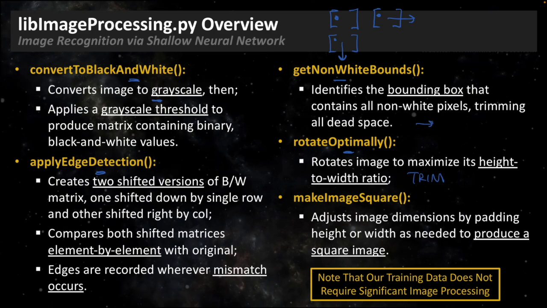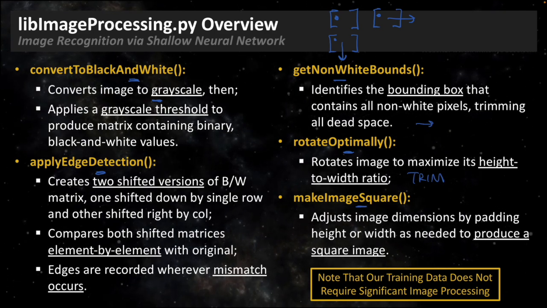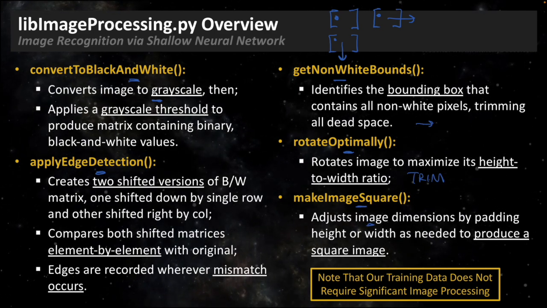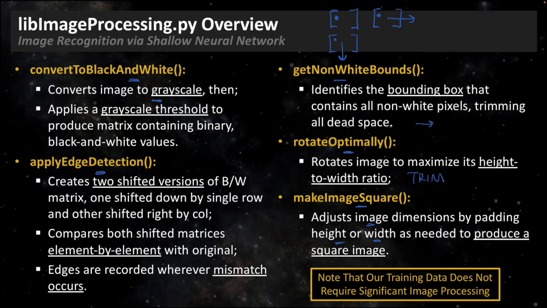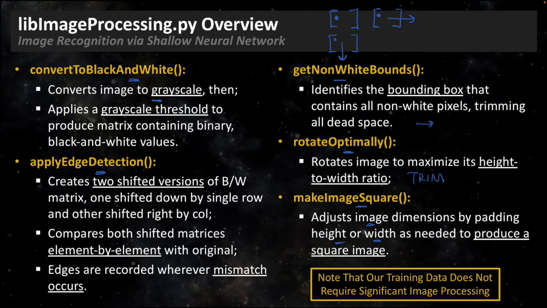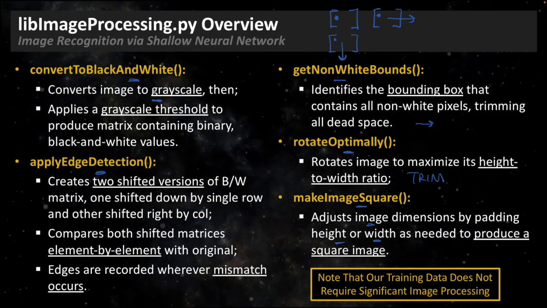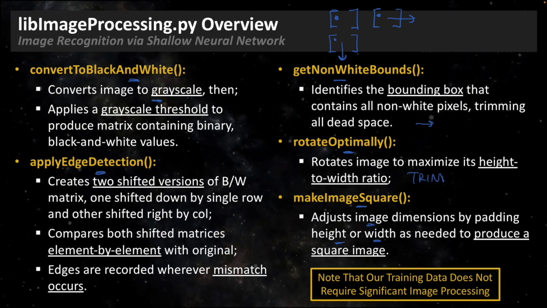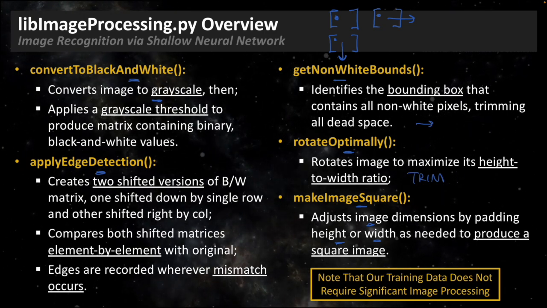And the last method is make image square, and essentially what this does is it adjusts the image dimensions by padding either the height or the width as needed to produce a square image. So let's say the height is greater than the width, then you would expand the width to match. Vice versa, if width is greater than height, then you would expand the height in order to match.